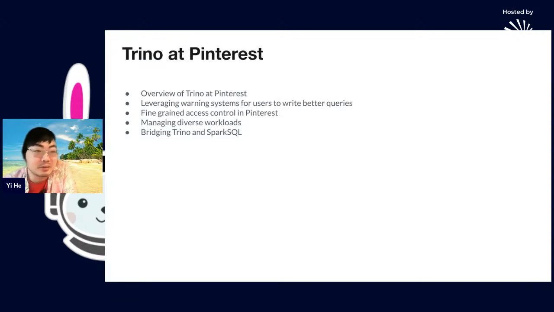So my presentation today will basically cover an overview of Trino at Pinterest, what our scale and challenges are, and we will talk a little bit about how we leverage the warning system to guide users to write better queries. We will also talk about how Pinterest is transitioning into a fine-grained access control model and what role Trino plays in it, and how we manage diverse workloads, and how we plan to bridge the gaps between Trino and Spark SQL.